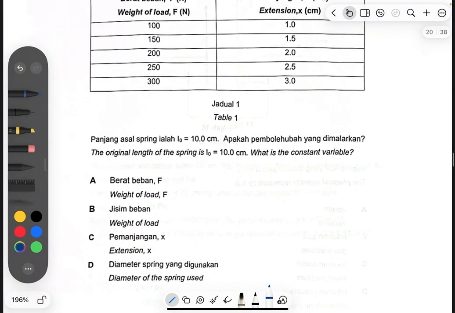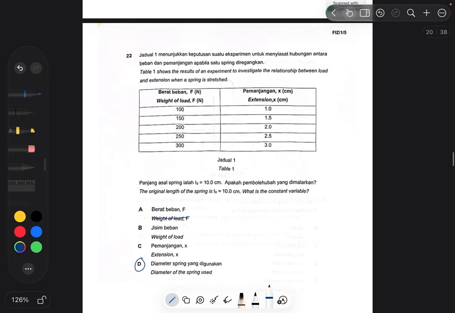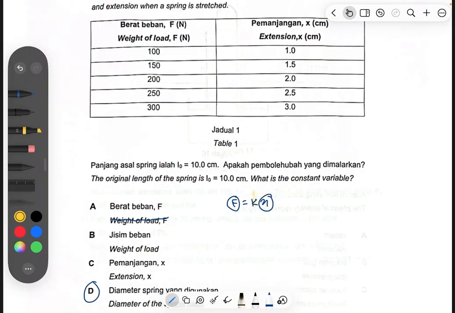Weight of load is the manipulated variable. Weight of load, force, is the diameter of spring used. Yeah, because this affects the spring constant. 22 is D because the formula is F equals Kx. So if we're investigating this and this, then one has to be constant.